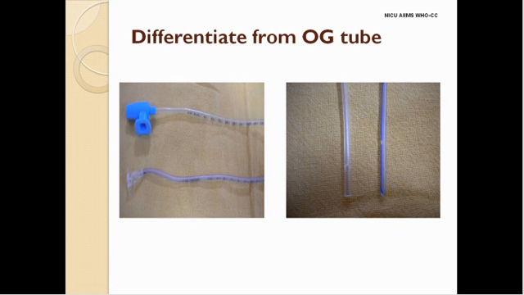It is very important to differentiate a suction catheter from an orogastric tube. As we can see here, an orogastric tube has a closed end with two openings on the side of the tube. Orogastric tubes are also radio-opaque, and hence we can distinguish a suction catheter from an orogastric tube.